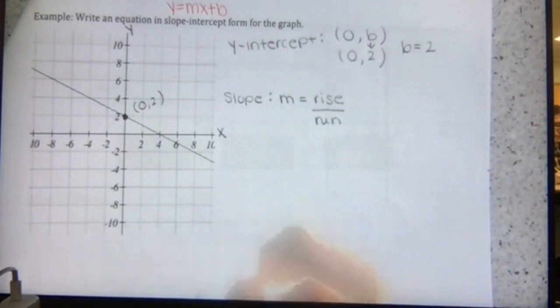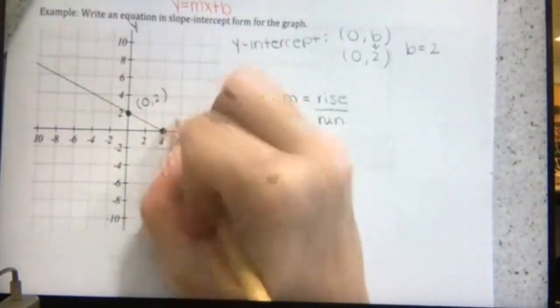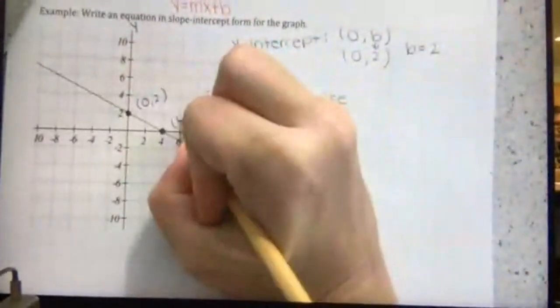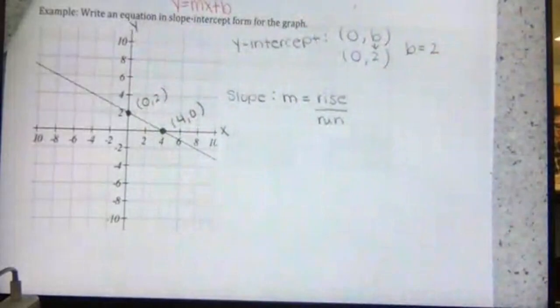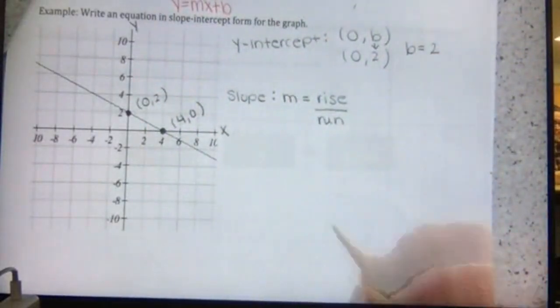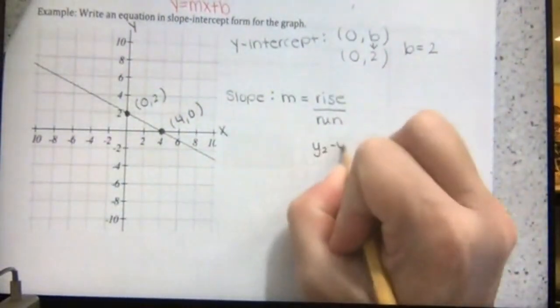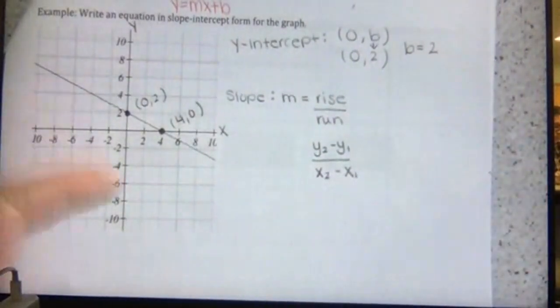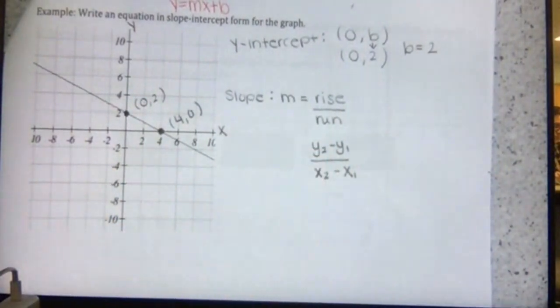So let's find another point. Let's use this point down here. Over 4 up 0. By the way, if you don't like the whole rise over run thing, remember our slope is also y2 minus y1 all over x2 minus x1. You have 2 points. You can plug these 2 points into this formula, y2 minus y1 all over x2 minus x1, and also get your slope. So some people are more visual learners, so either way that you want to do it is fine.